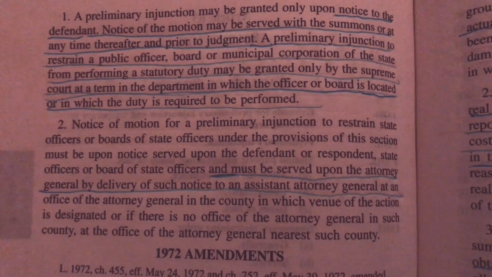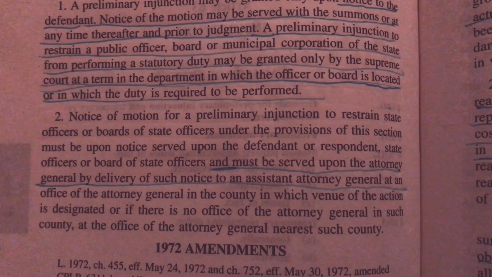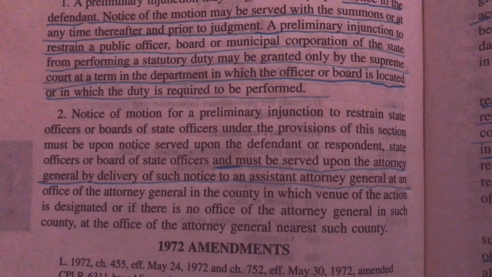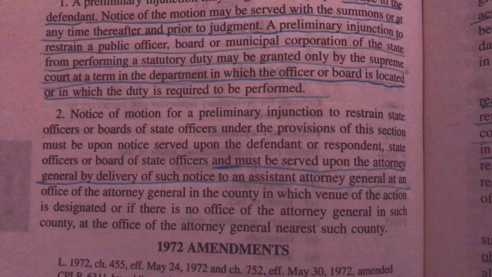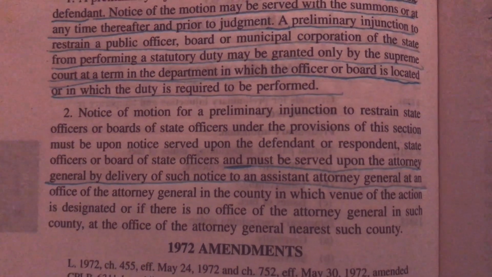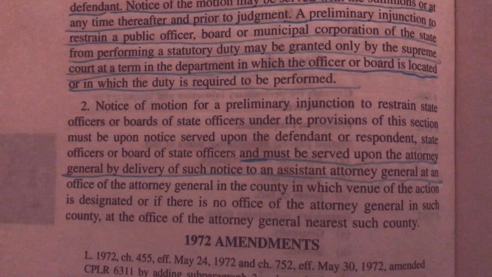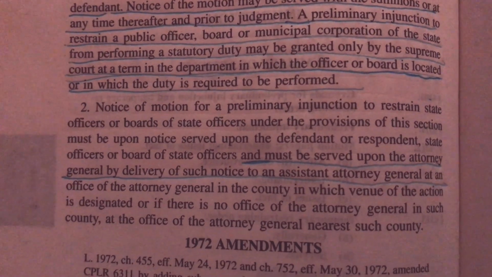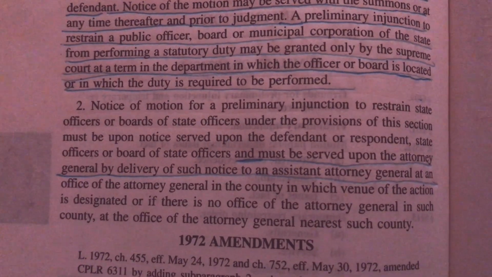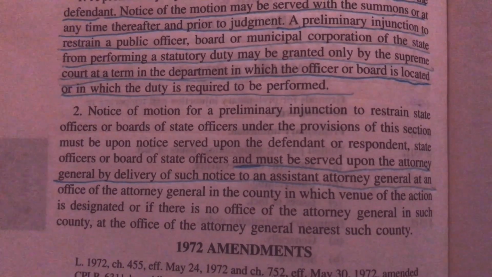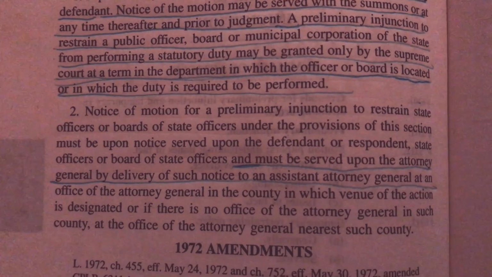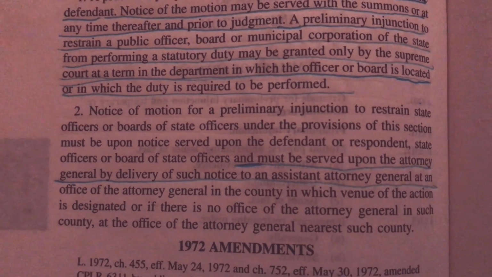Number 2: notice of motion for preliminary injunction to restrain state officers or boards under the provision of the section must be upon notice served on defendant or respondent, state officers or board, and must also be served on the Attorney General by delivery of such notice to an Assistant Attorney General at an office of the Attorney General in the county in which the venue of the action is designated, or if there is no office in the county, then the office of the Attorney General at the nearest such county.